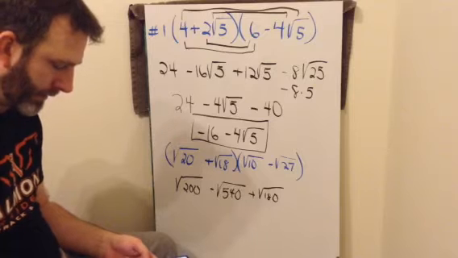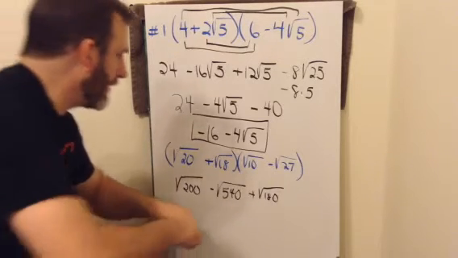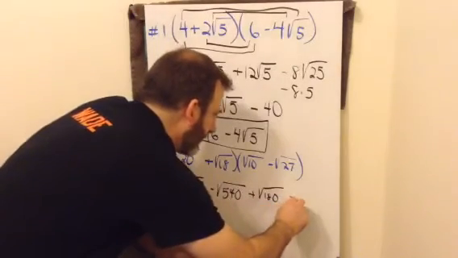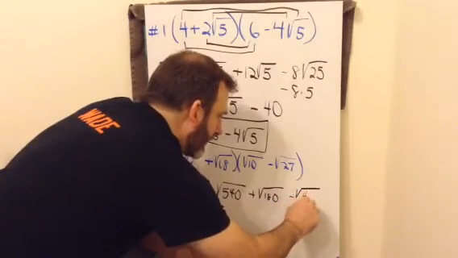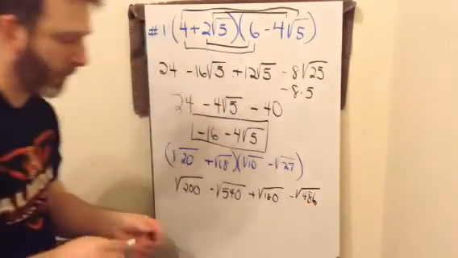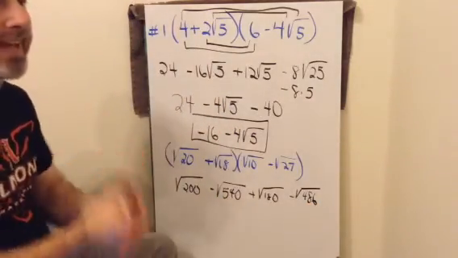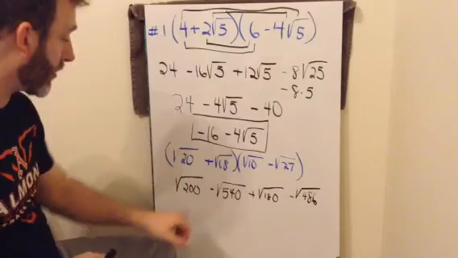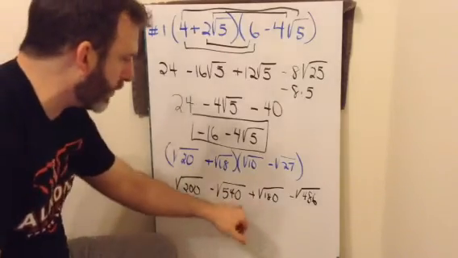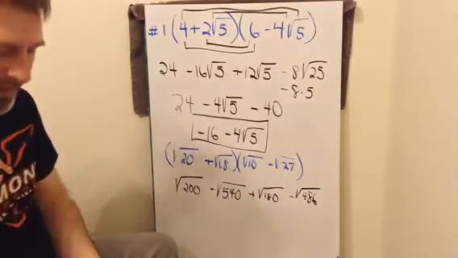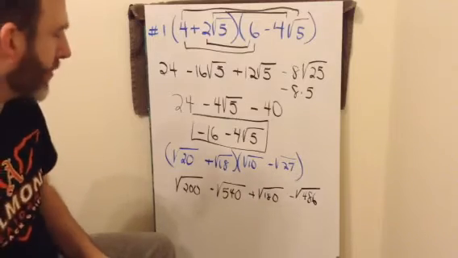Calculator. We get 486. So minus square root of 486. Now remember, we cannot add or subtract the radicands, so we cannot combine, say, 200 minus 540 plus 180 minus 486. We cannot do that. Cannot add or subtract radicands.